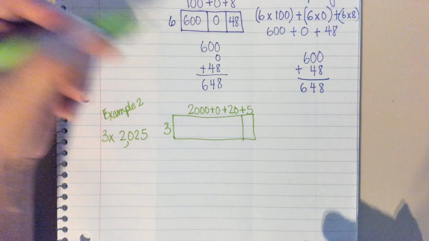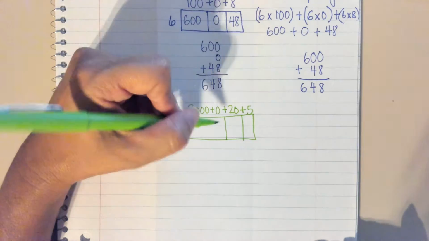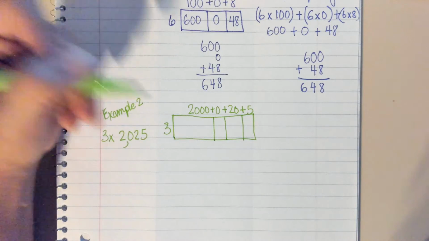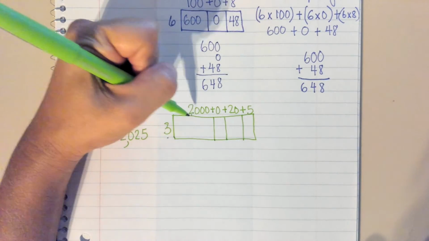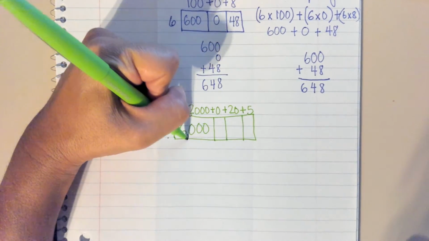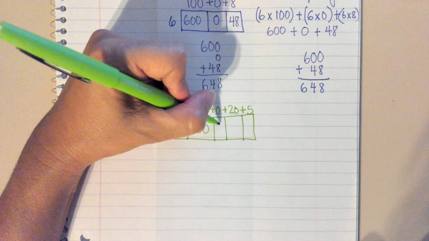Don't need a lot of space for your ones. A bigger space for your tens. Really don't need much space for that. And here we go. Basic fact, 3 times 2, that's 6, and you have 3 zeros. 3 times 0 is 0. 3 times 20 is 60. 3 times 5, 15.